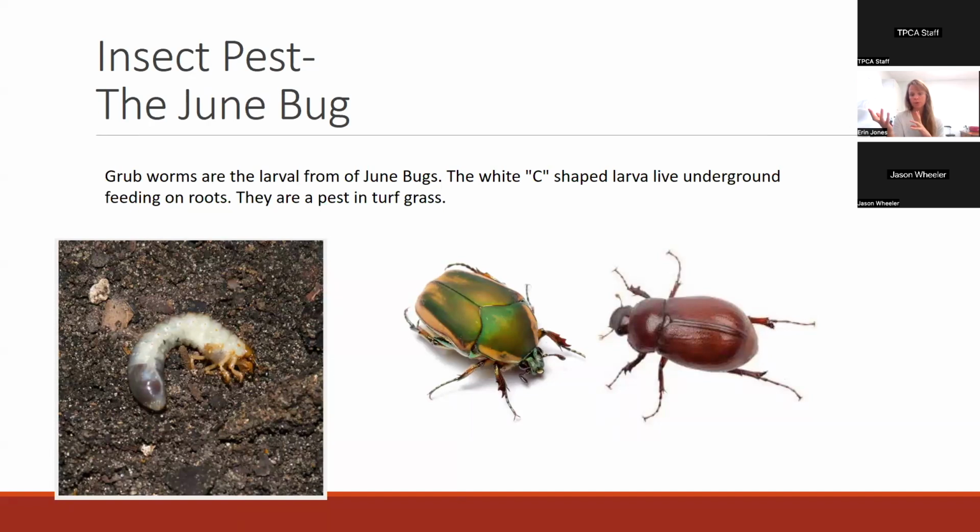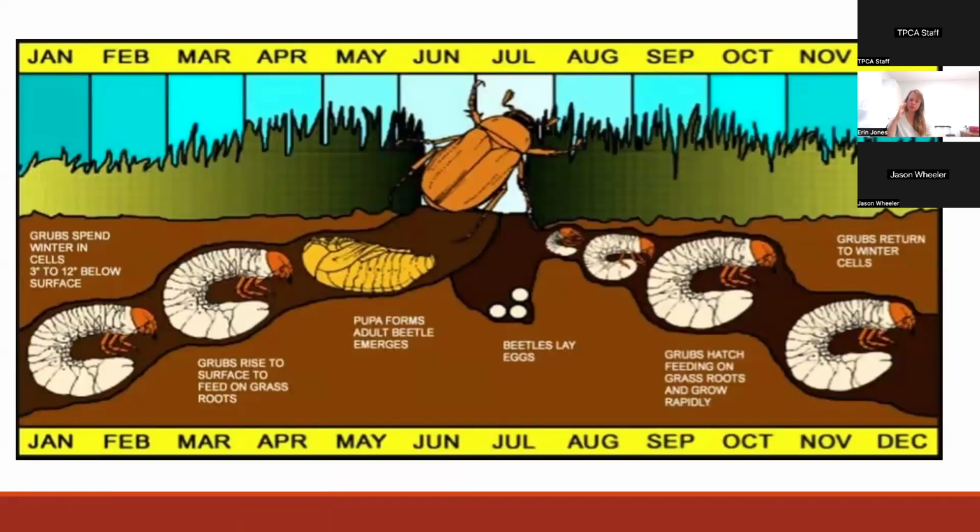So we're all familiar with the adult June bug. A lot of times they're brown. They can be many different sizes. Sometimes there is a green version that I've got a picture of here. And when we go to control grub worms, we may see that the insecticides that we want to use say that we should apply them during a certain time of year. And this is really important for us to know because of their life cycle.